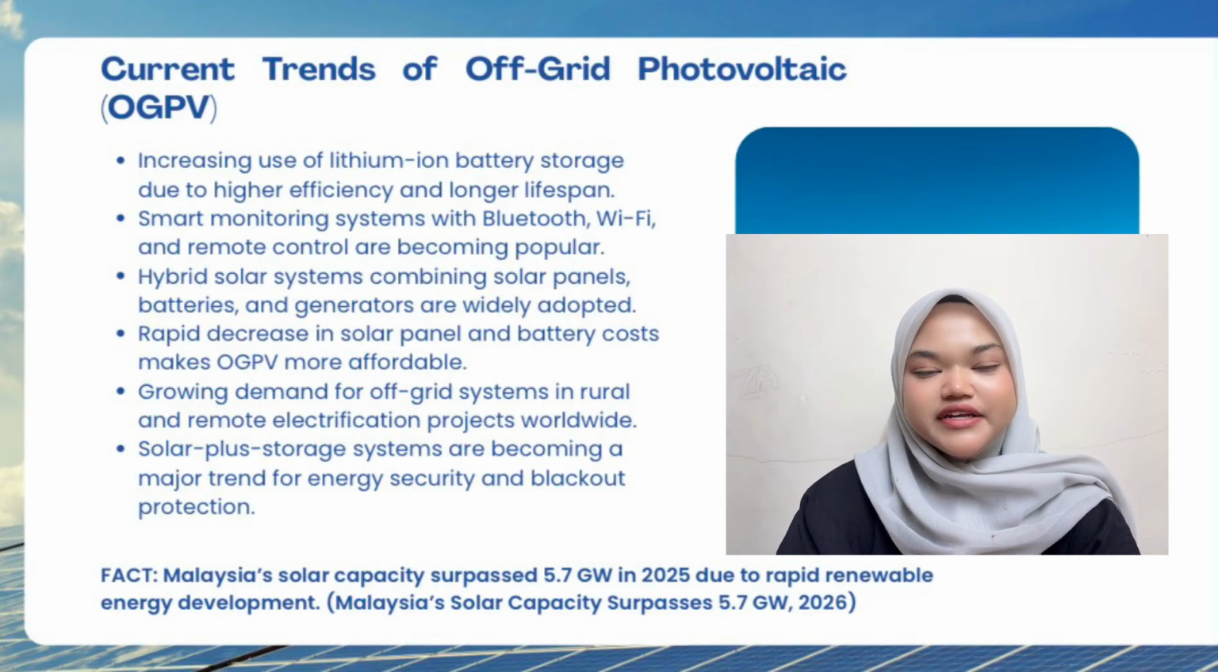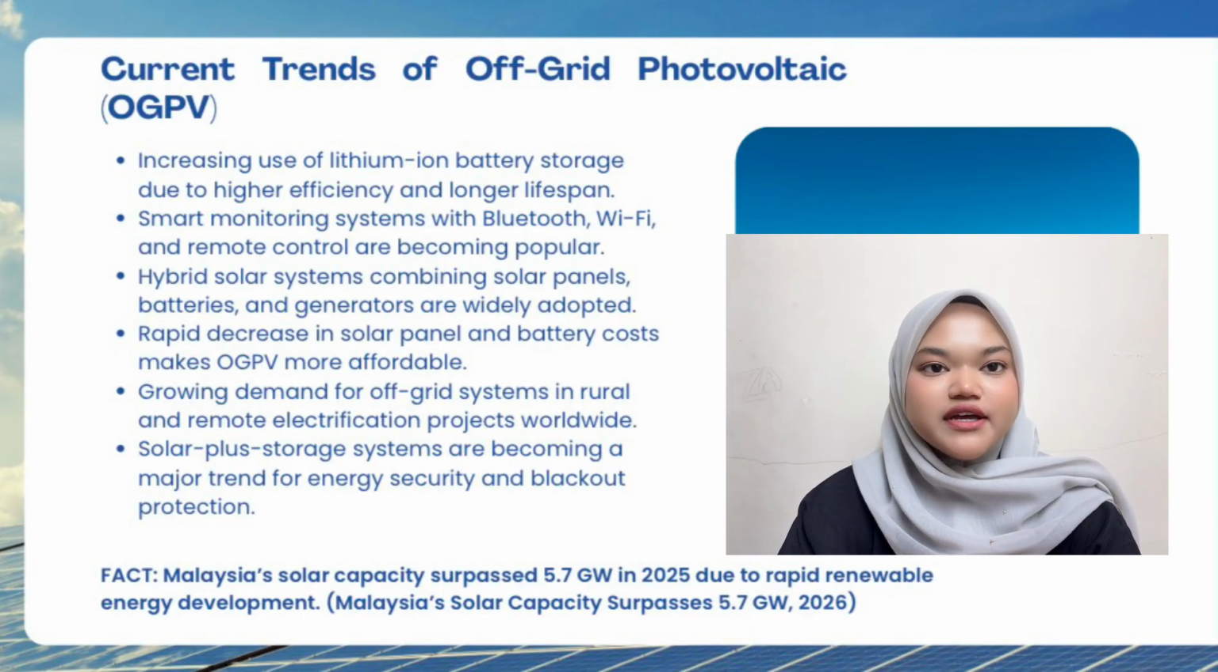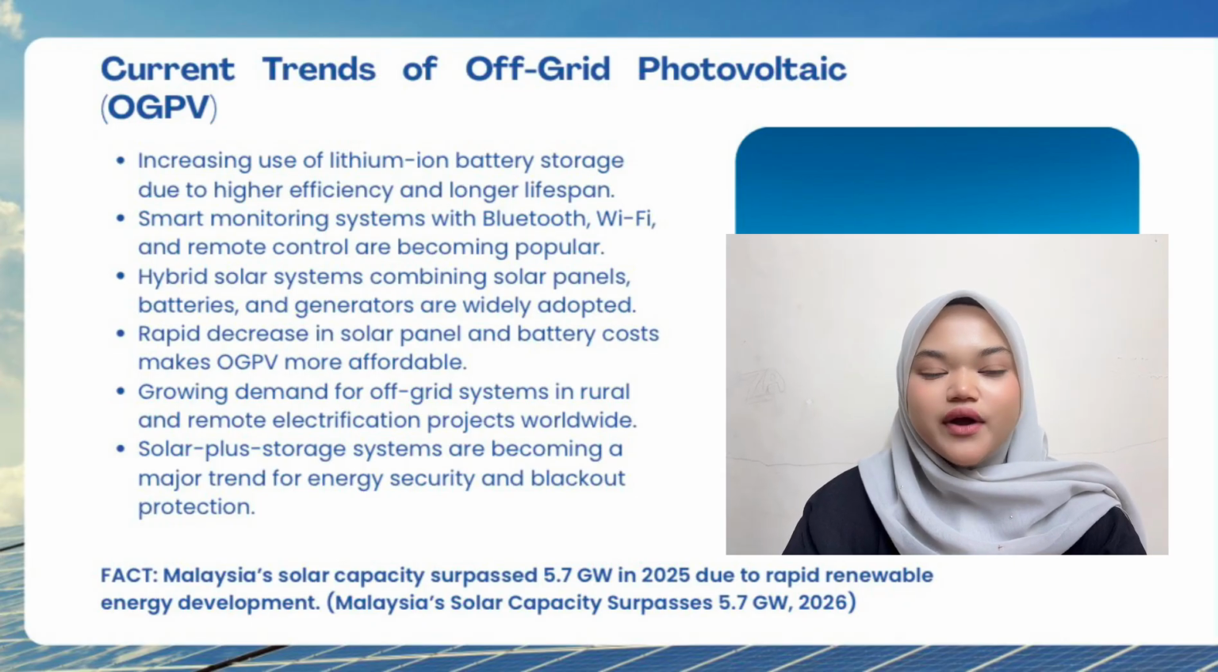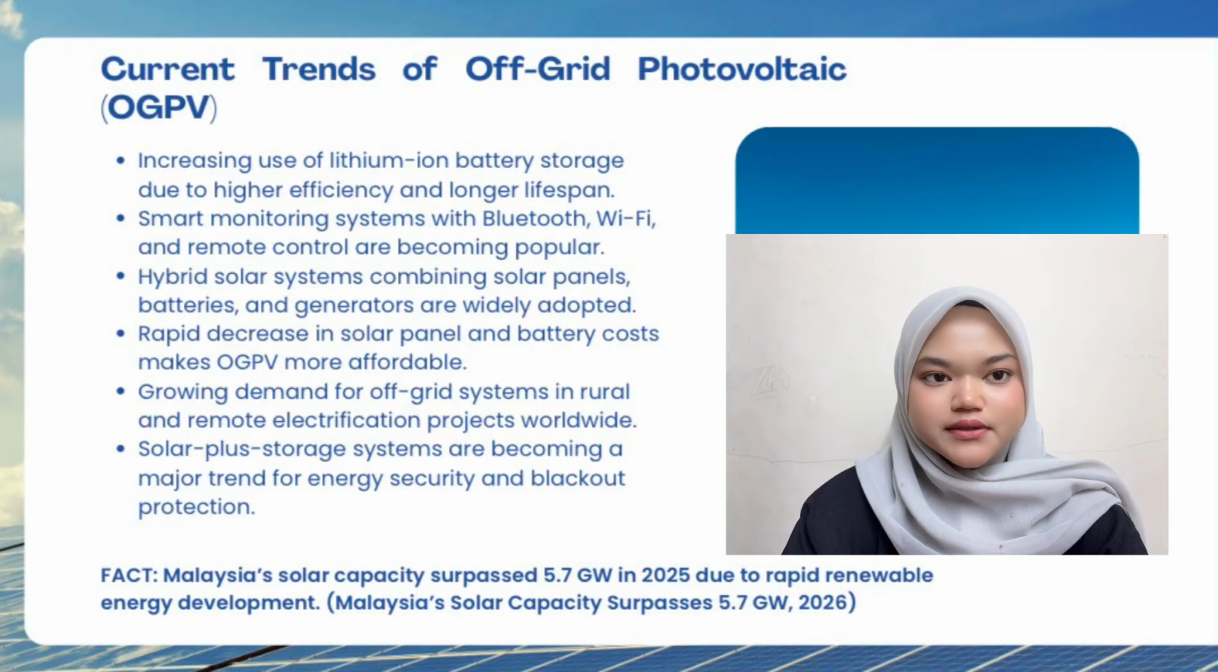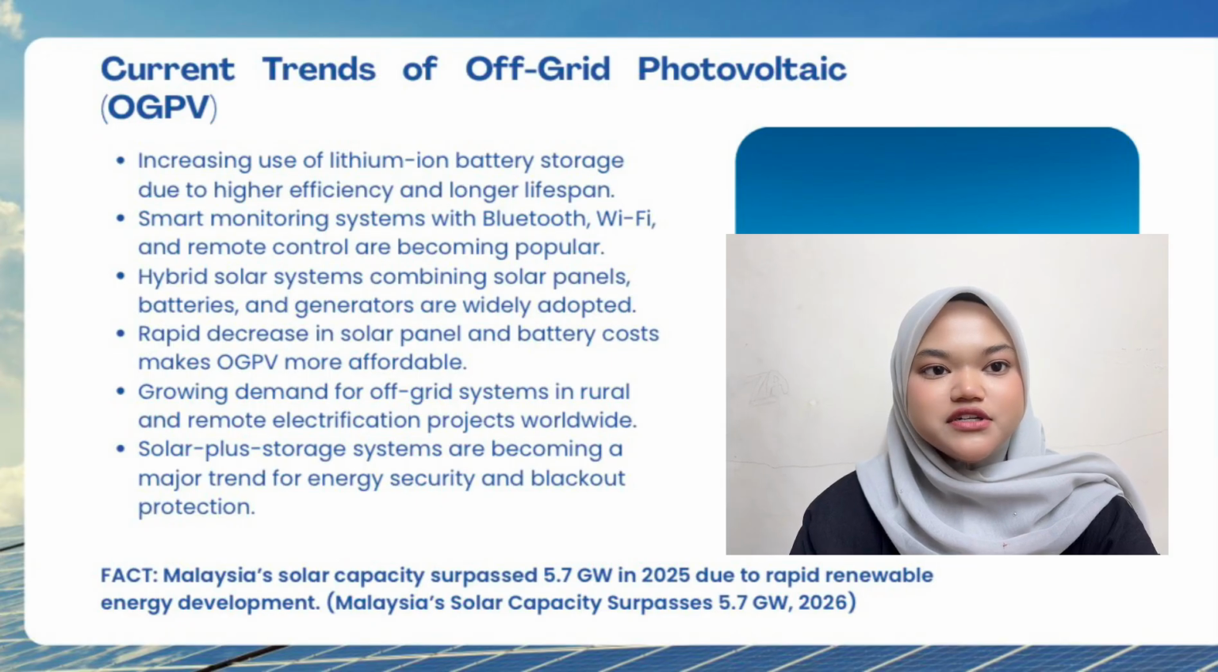Next, I will explain the current trends of off-grid photovoltaic or OGPV system. Nowadays, lithium-ion batteries are widely used because they are more efficient and have a longer lifespan. Smart monitoring systems using Wi-Fi and Bluetooth are also becoming more popular. Besides that, hybrid solar systems that combine solar panels, batteries and generators are increasingly adopted.